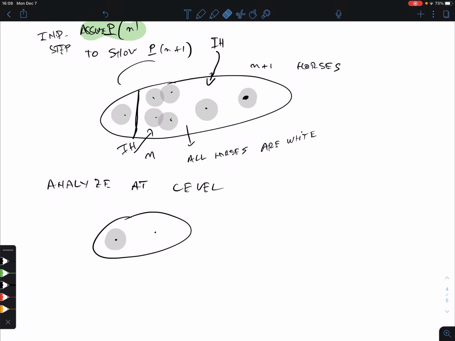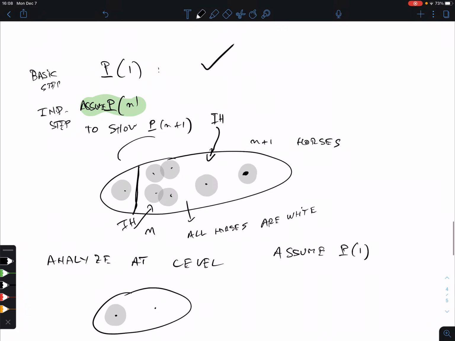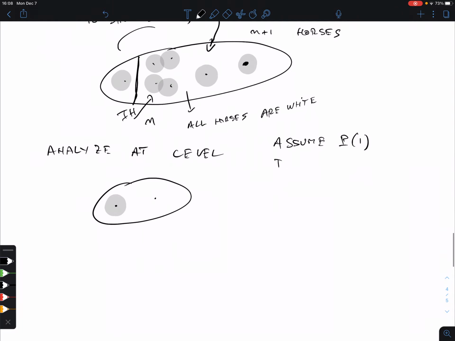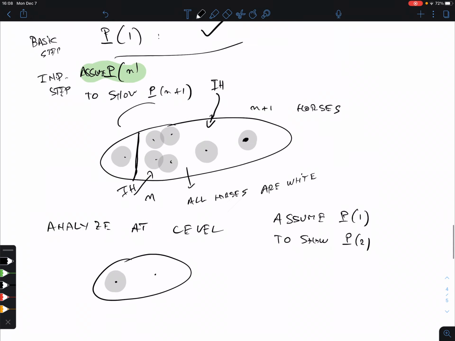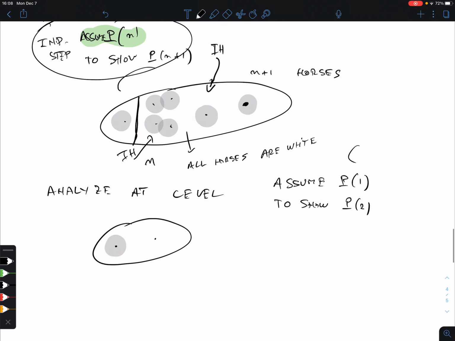So what I want to do is assume P1, well, actually we showed P1, but okay, to show P2. This is the case here for n equals 1. So this is the induction step for n equals 1, right? If you put 1 here, assume P1, well, we actually proved it, and then to show P2.